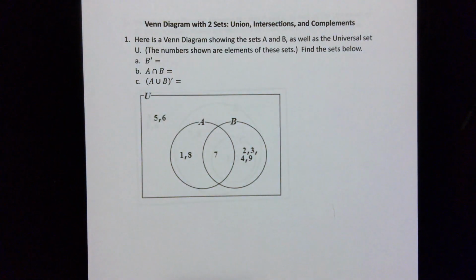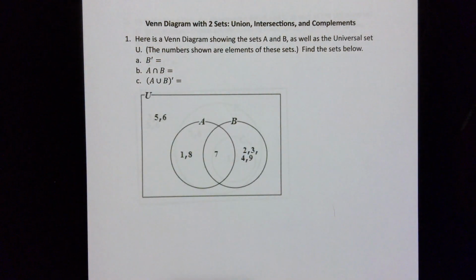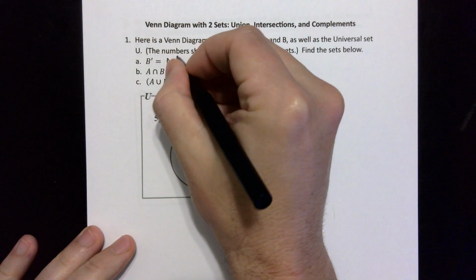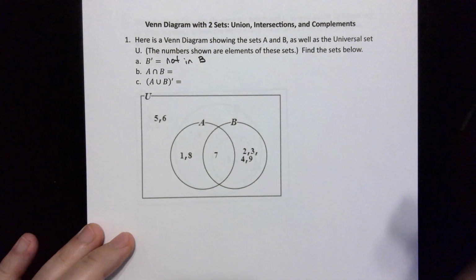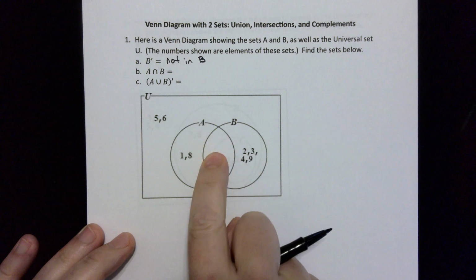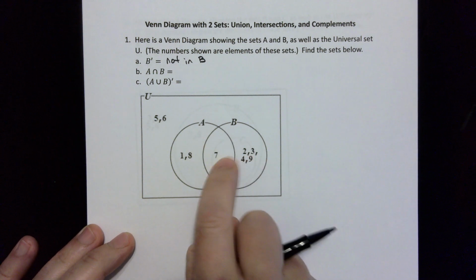So our first question is B complement. Remember, B complement with the little tick mark up there means the opposite of B. So that's everything that's not in B. Everything not in B. Okay, so these are the things in B, including the 7. The 7 is in B. Including the 2, 3, 4, 9, and the 7.